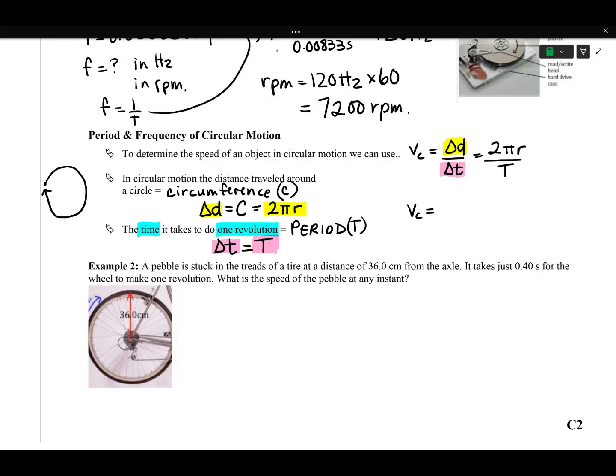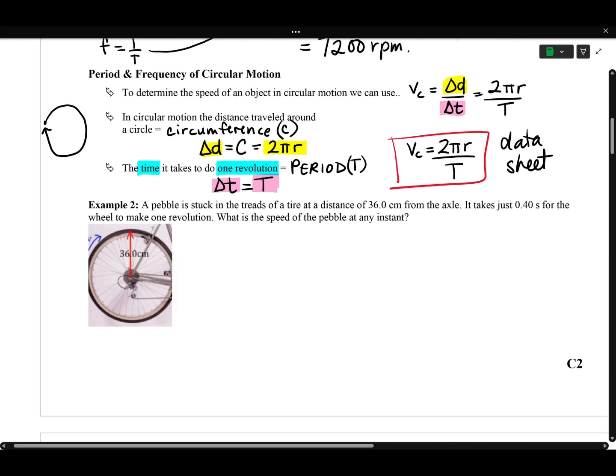So this equation, v C equals 2 pi r, where r is the radius, divided by T, is on the data sheet. So you do not have to derive it. You do not have to memorize it. This equation is given to you. And again, we can manipulate it to solve for any one of those properties.